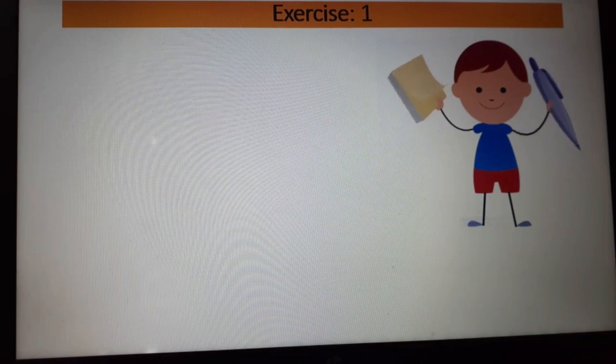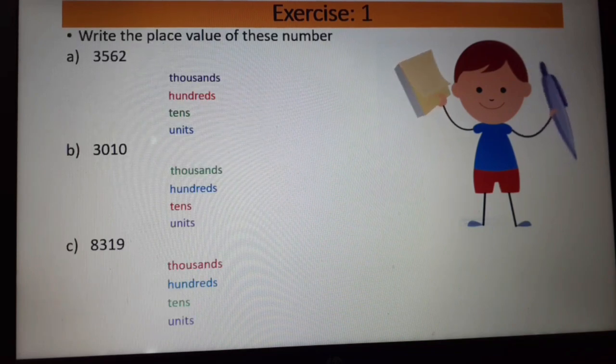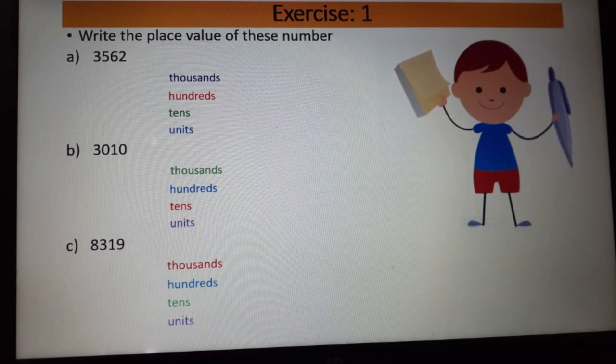So what can you see on page 96? Some numbers are written here. Yes, these are the numbers. Write the place value of these numbers. The first one is 3,562. Class, you have to first say the number, then you can easily find out the place value of the number.